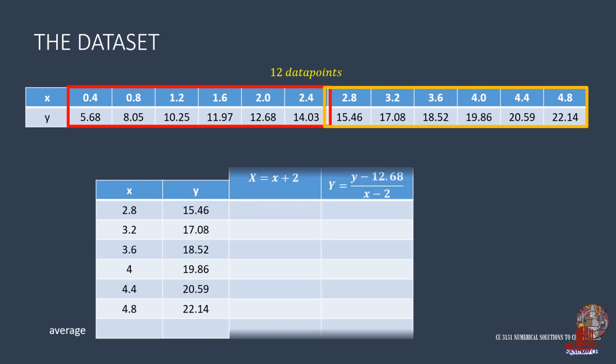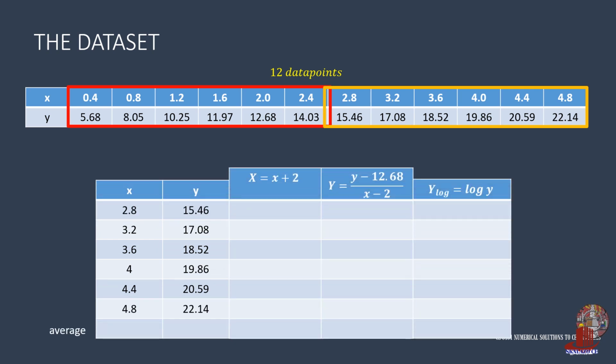Take the second group from x of 2.8 until 4.8. Its average is 3.8. Also place the y counterpart of each x and have their average as 18.9417. Capital X, using the equation of original x plus 2, gives 4.8, 5.2, 5.6, 6, 6.4, and 6.8. The average of these values for capital X is 5.8.